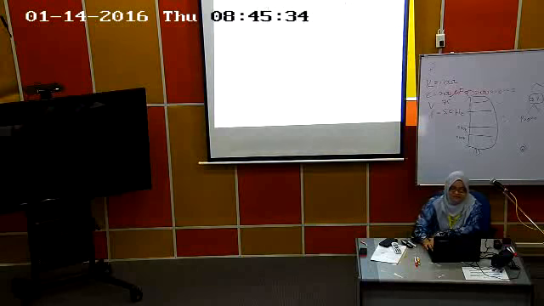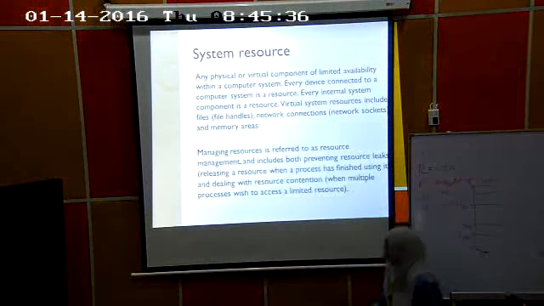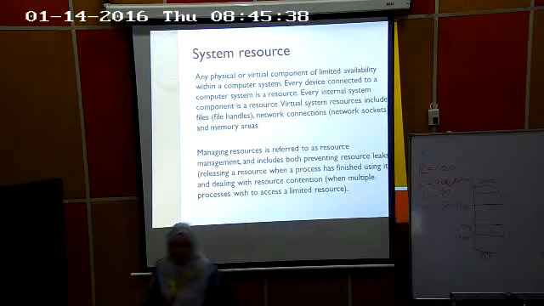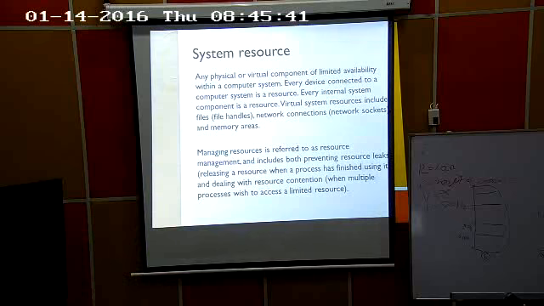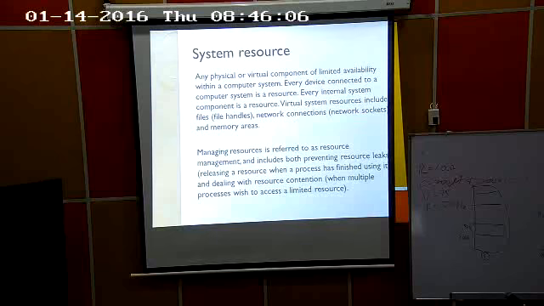Okay, next. I want to go fast because time has run out. System resources. All your computers have resources. For example, your hard disk is a resource. Power supply is a resource. System resources are any physical or virtual component with limited availability within a computer system.